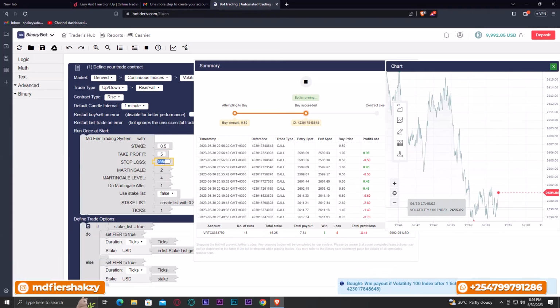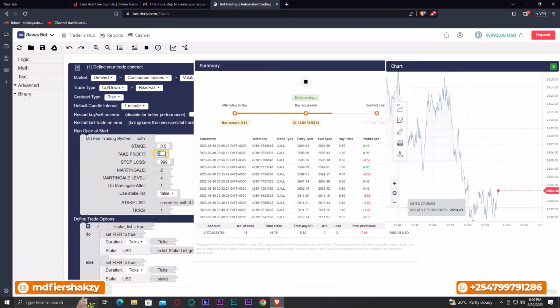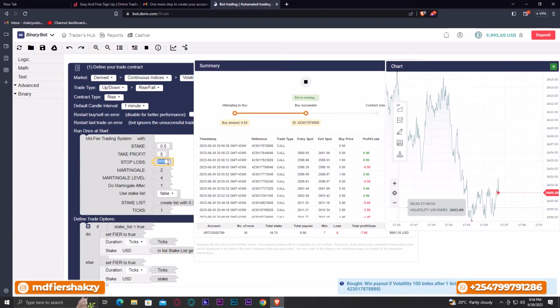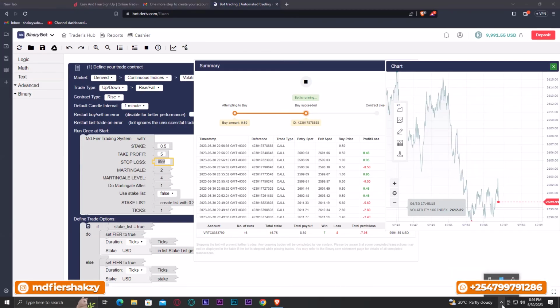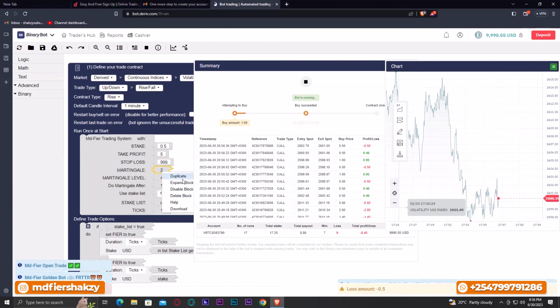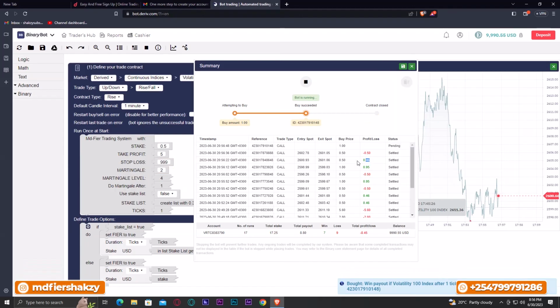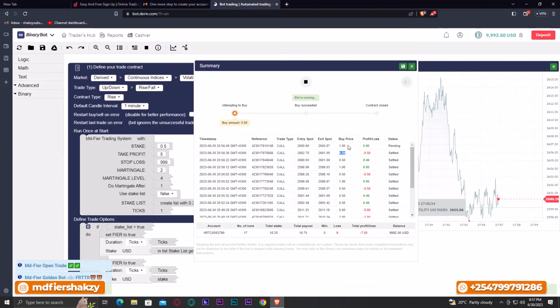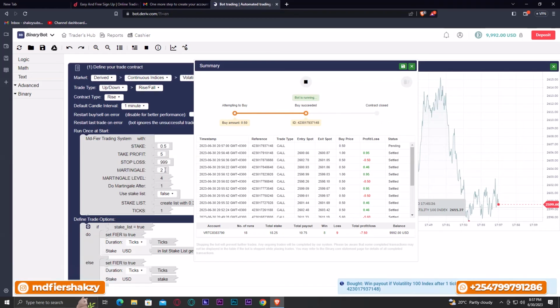So then we have a stop loss. How much am I willing to lose? Take profit is what profit do I want? Stop loss is how much am I willing to lose. Then we have something called martingale. Martingale is a multiplier. If I lose, you can look at here, I won 0.5, I lost 0.5, so the next buying price will be 1. It multiplies it by 2. What is the multiplier? It is called martingale. Martingale is just another word for multiplier.